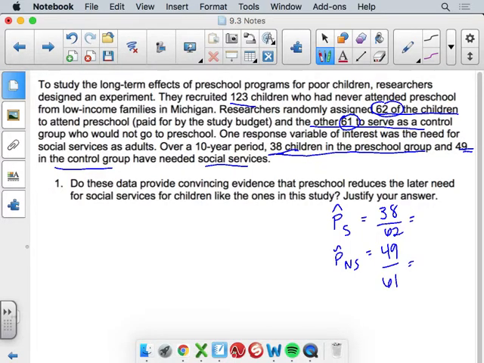Why did you do the hat on one and the squiggly on the other? That's supposed to be a hat. Oh, okay.